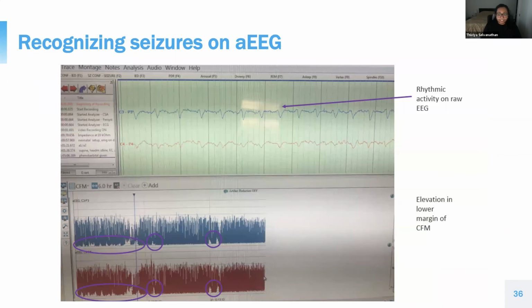And here we have another example of a seizure on an amplitude integrated EEG tracing at the bottom, where you have multiple elevations of the lower background. If we now focus on one of these, as shown here by this blue line, and look above at the raw EEG, you can see that there's rhythmic activity on the raw EEG seen bilaterally, and that corresponds to this elevation. So in this case, this is also a seizure.